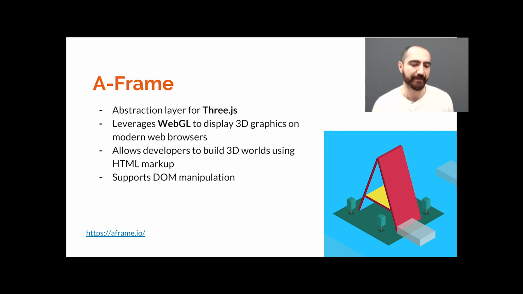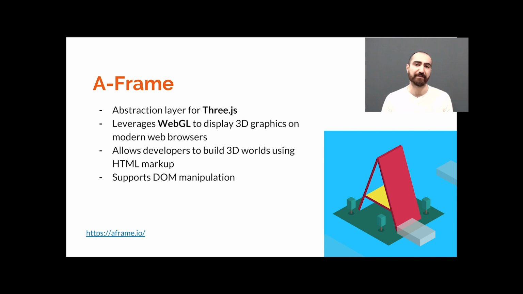Okay, so what is A-Frame? A-Frame is an abstraction layer for three.js. Three.js is a library that you can use to display 3D graphics in the browser. Just like most of these 3D graphics libraries, it uses a canvas to draw on your screen and has its own rendering engine.